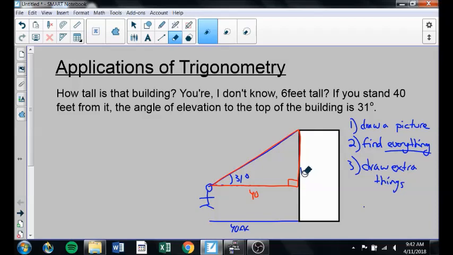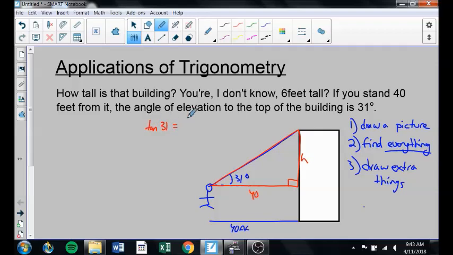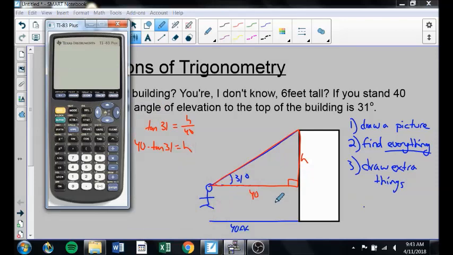Well, the first height I'm going to find is this red height here, the height of this triangle. From this angle theta right here, this is the opposite, this is the adjacent. So the tangent of 31 is going to be opposite over adjacent. Multiply both sides by 40. And you get that red height, h. 40 times the tangent of 31 is 24.